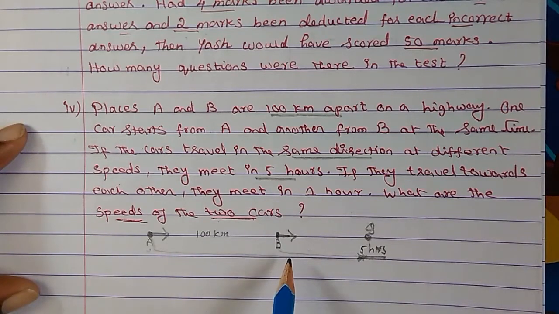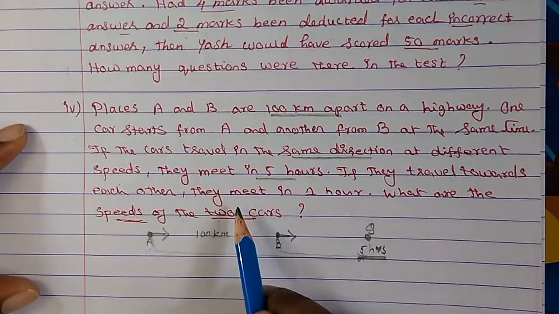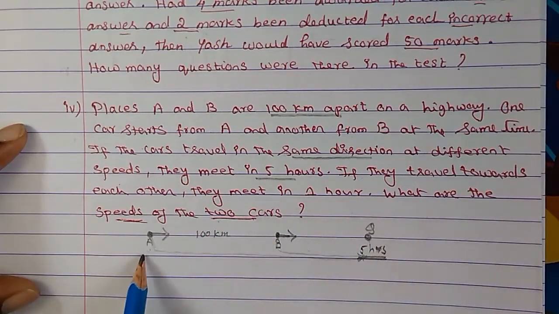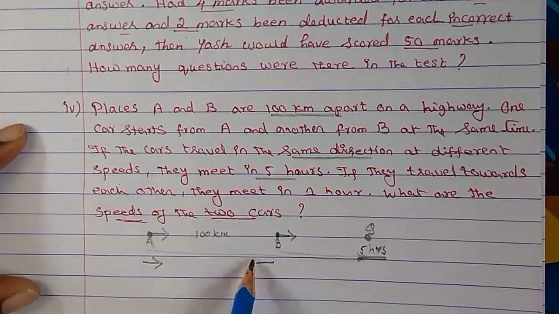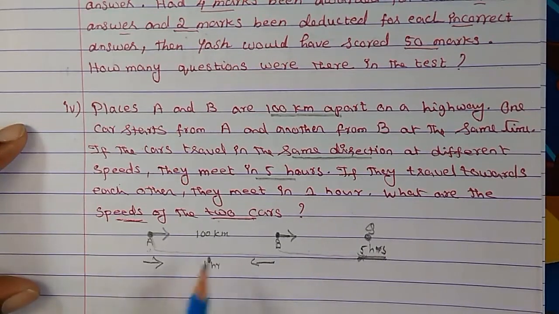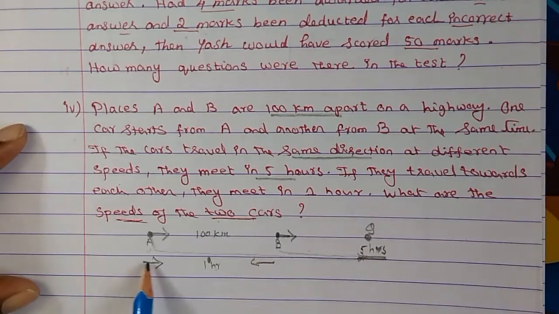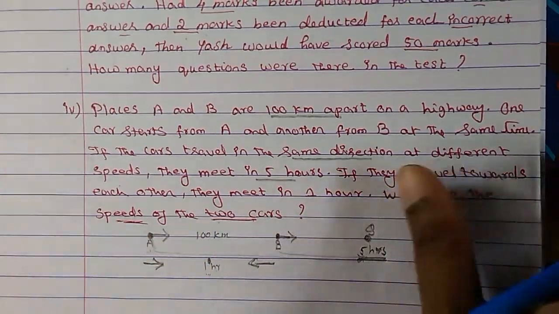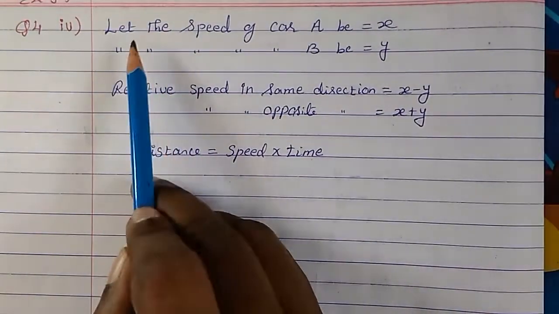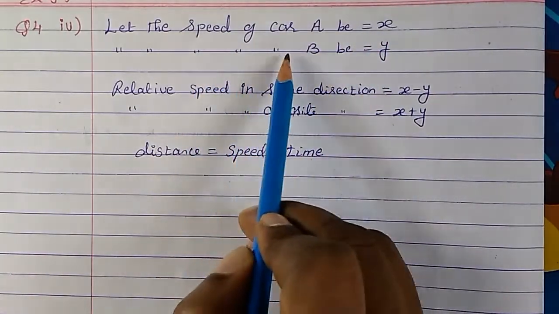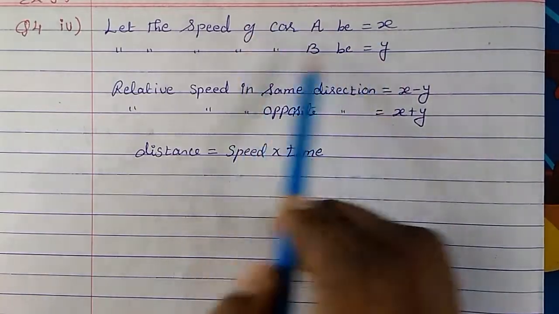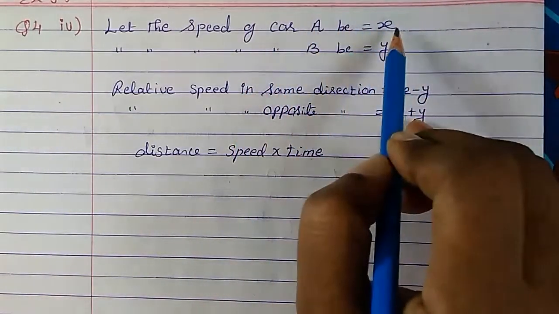That means there are different speeds. And then if they travel towards each other they meet in 1 hour. So if A is traveling in this direction and B is traveling in this direction, in 1 hour they meet at one point. So there are two conditions. First condition, both are in the same direction, they meet at this point in 5 hours. And another condition, if they are traveling in opposite directions, in 1 hour they will meet at one point. So we have to find out the speed of the cars. Let the speed of the car A be x and let the speed of the car B be y. Because we have to find out the speed of the cars, we keep one speed as x, another as y.